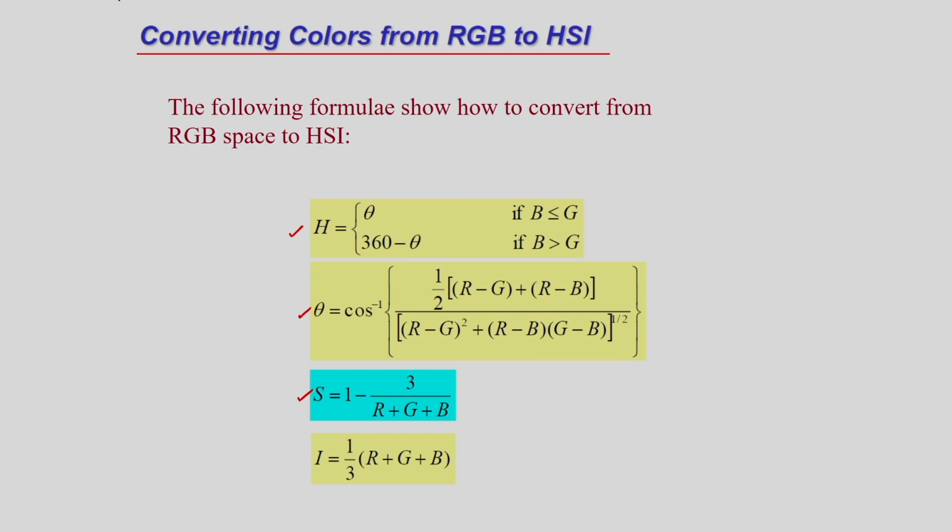I think you need not remember all these formulas. Only the last formula is important, that intensity is nothing but 1/3 (R plus G plus B). So this is the conversion formula from RGB to HSI.